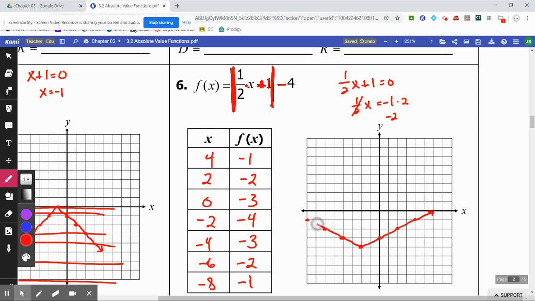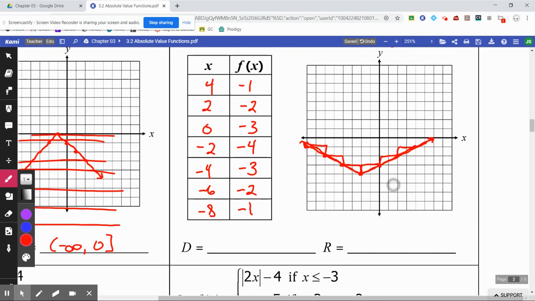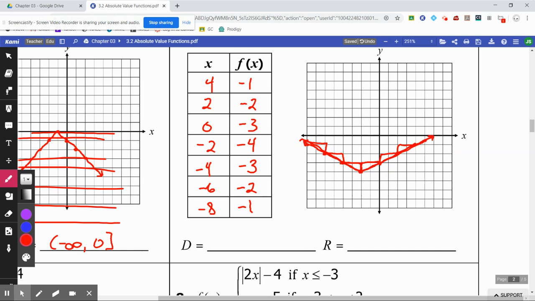Now, I do want to bring up a point that might help you with your graphs here. I noticed the pattern between this. This part is linear. It has a slope of 1/2, 1/2, 1/2. This is also linear. It also has a slope: that'd be negative 1/2, negative 1/2, and negative 1/2. So if you notice that pattern, that might help you a little bit when you're graphing these. Because of its symmetry, the two sides will have opposite slopes of each other.